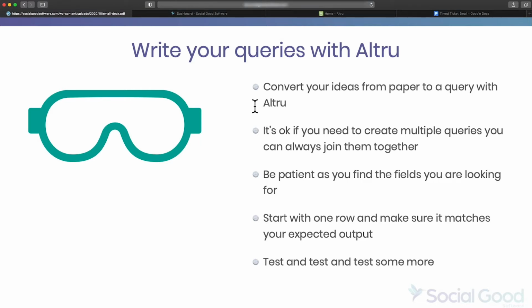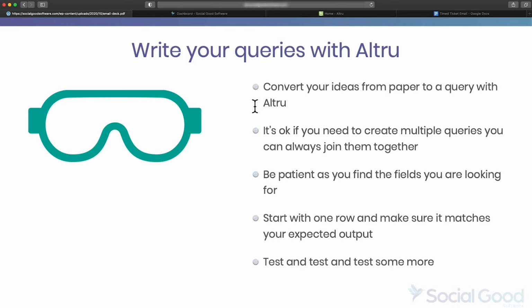Another note here is, be patient as you find the fields you're looking for. Sometimes AllTrue has things nested 4, 5, 6 levels deep, and it can get a little bit frustrating. So just be patient, work through the process, find the fields, and be patient with yourself as you're doing this.